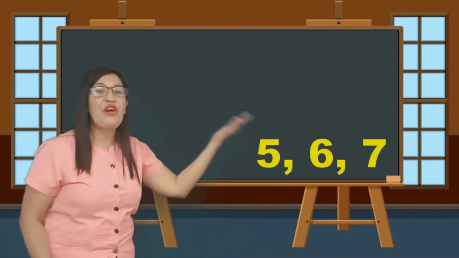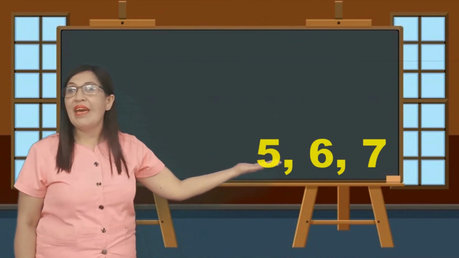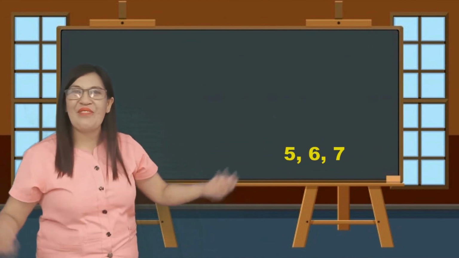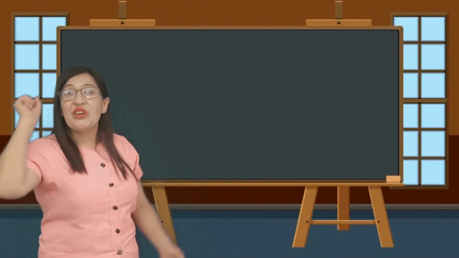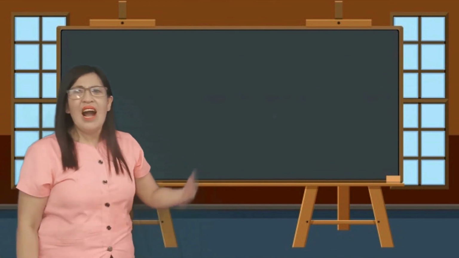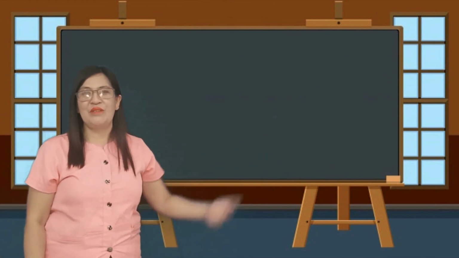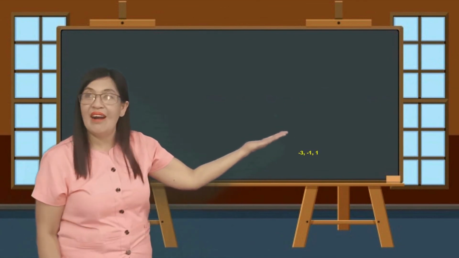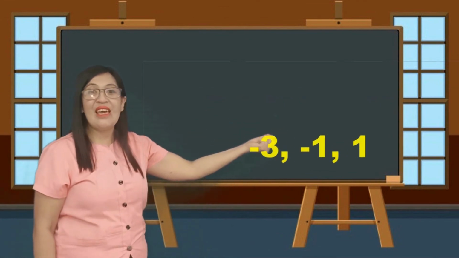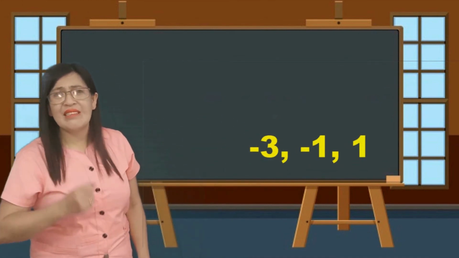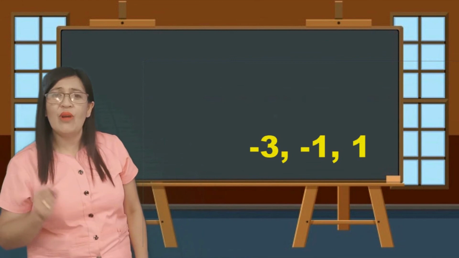So, the first three terms of a sub n equals n plus 4 are 5, 6, and 7. Yeah! You got it right! Congratulations! How about problem number 2? The first three terms for problem number 2 are negative 3, negative 1, and 1. How to get negative 3, negative 1, and 1?